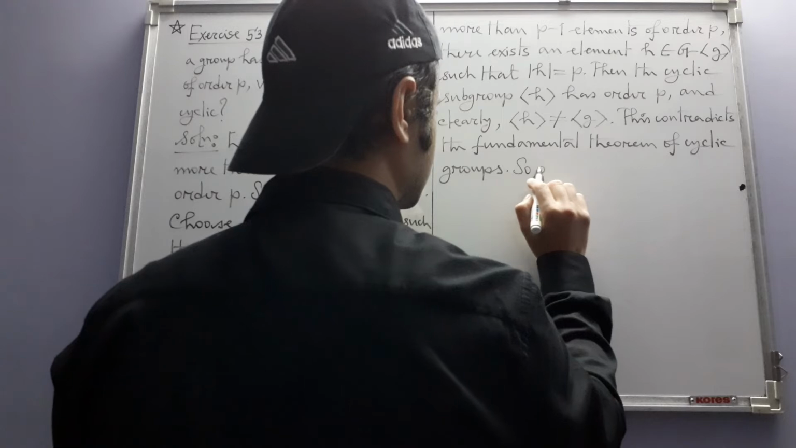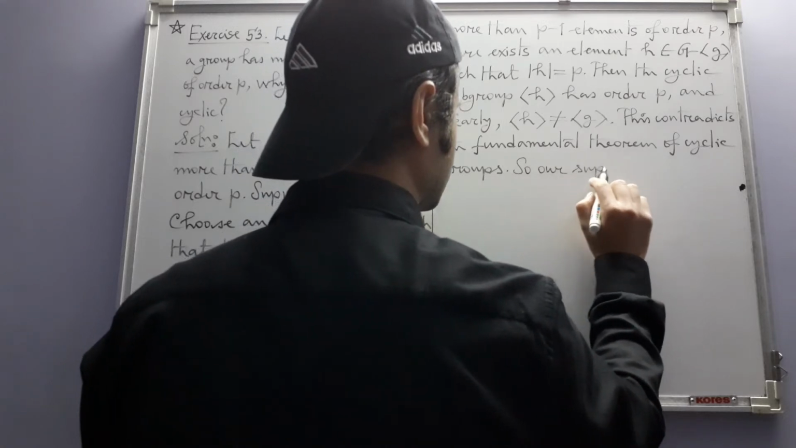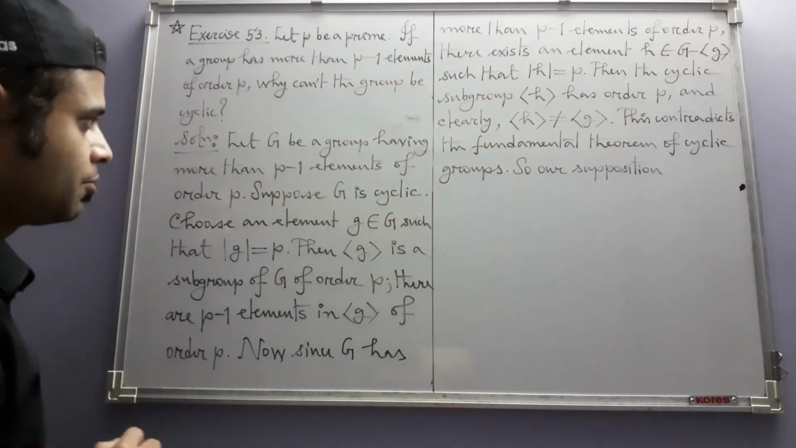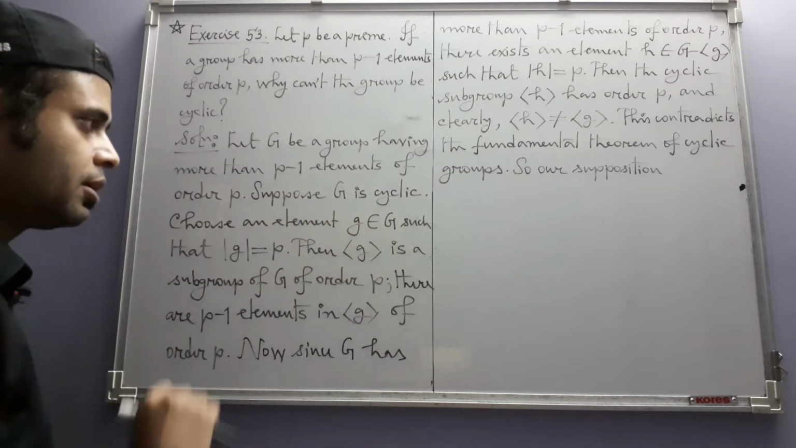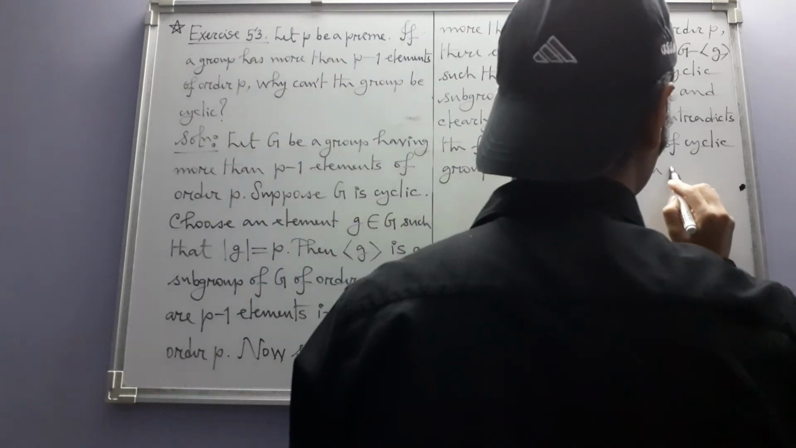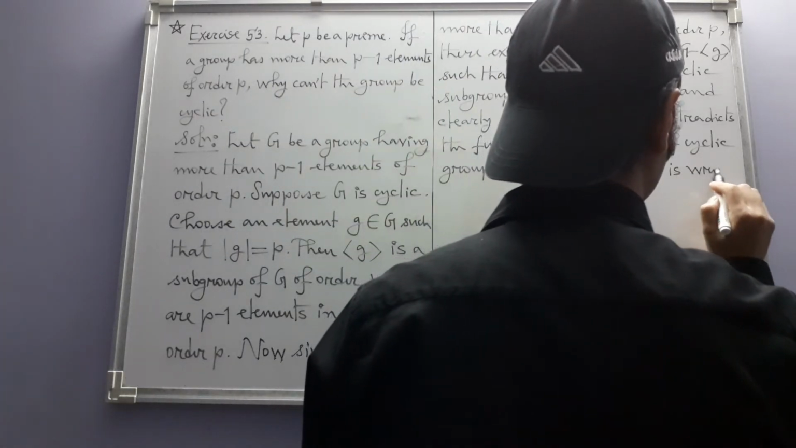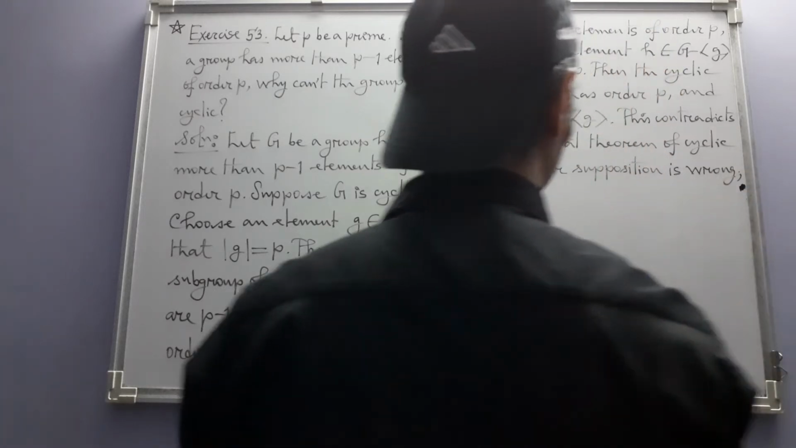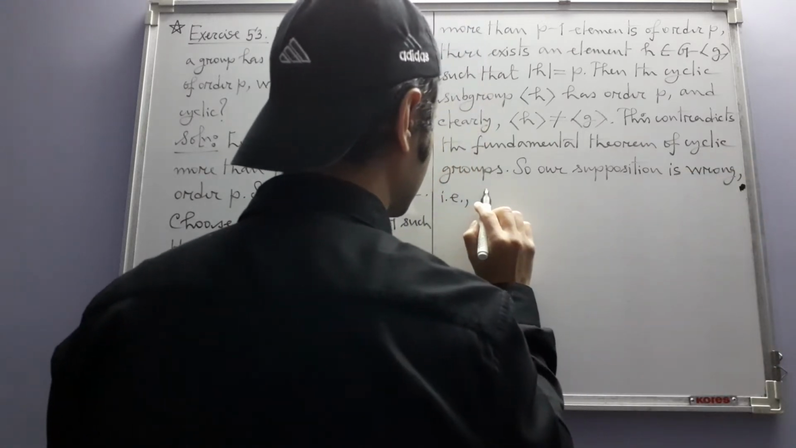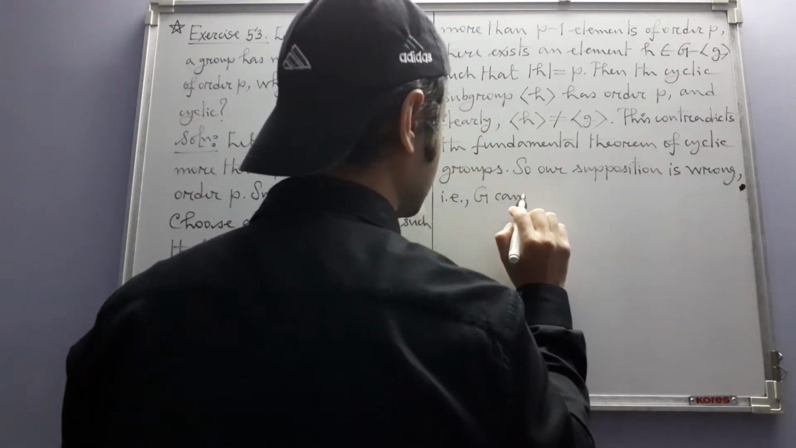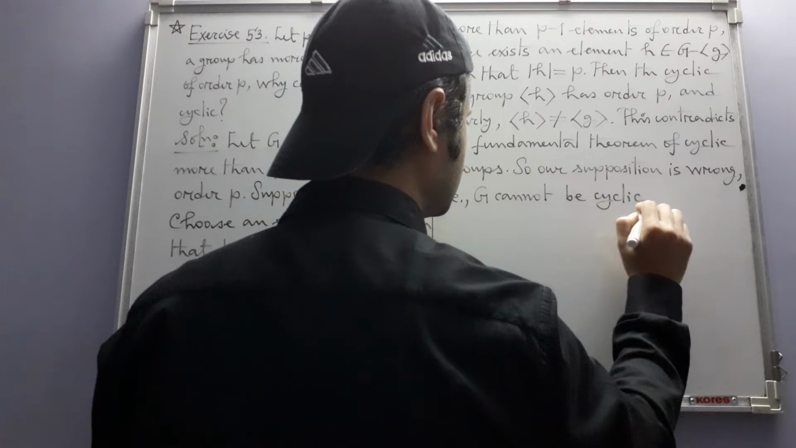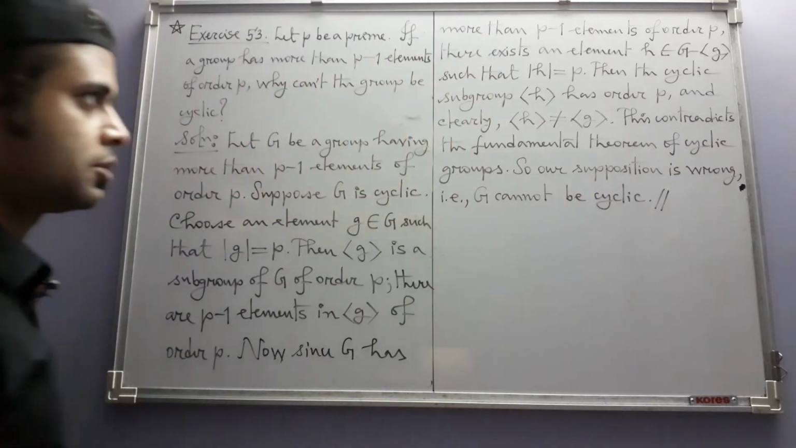So our supposition is wrong, and this has been made possible by our supposition that the original group G is cyclic, which thus must be false. That is, G cannot be cyclic. So that's the solution.